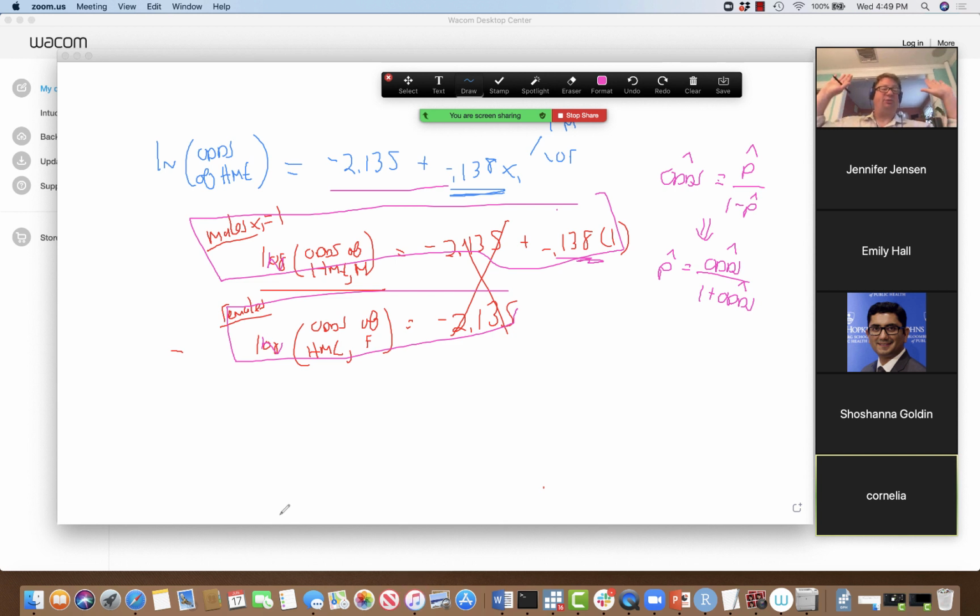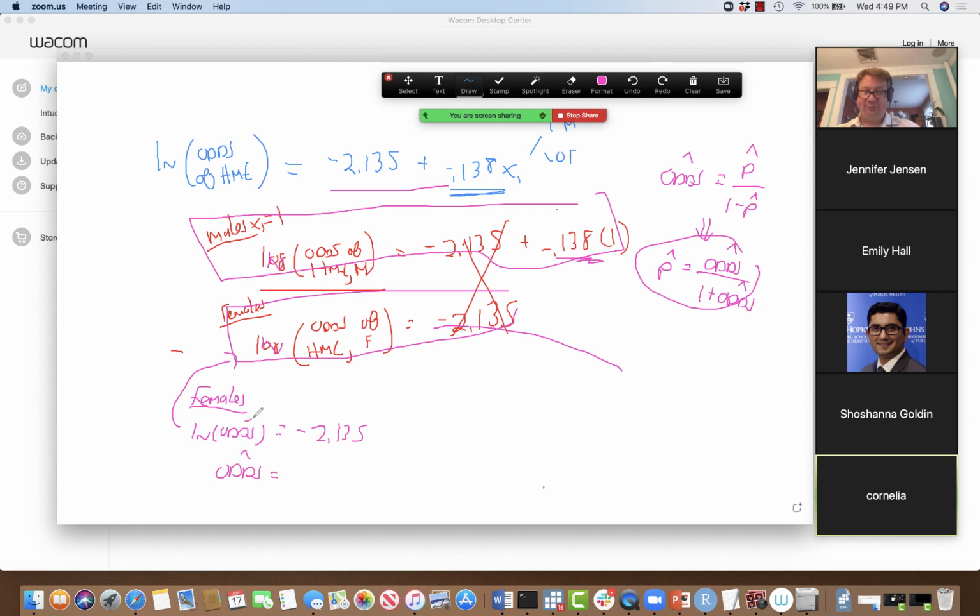We can exponentiate it to get odds. And then if we have the odds, we could estimate the proportion or probability of persons with the outcome. So for example, if I look at females again, I've already written this, but the estimated log odds for females, I'm just rewriting this line here, is negative 2.135. And that means that the estimated odds would be what? e to that, right? I know it's late. You with me?